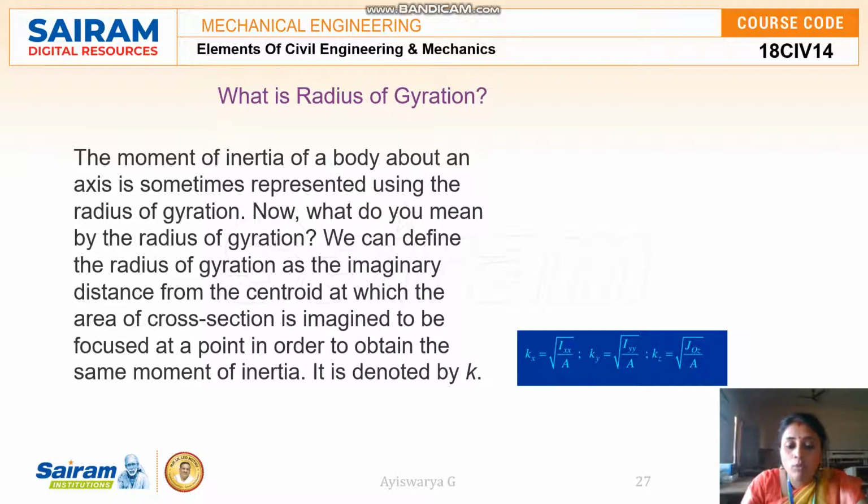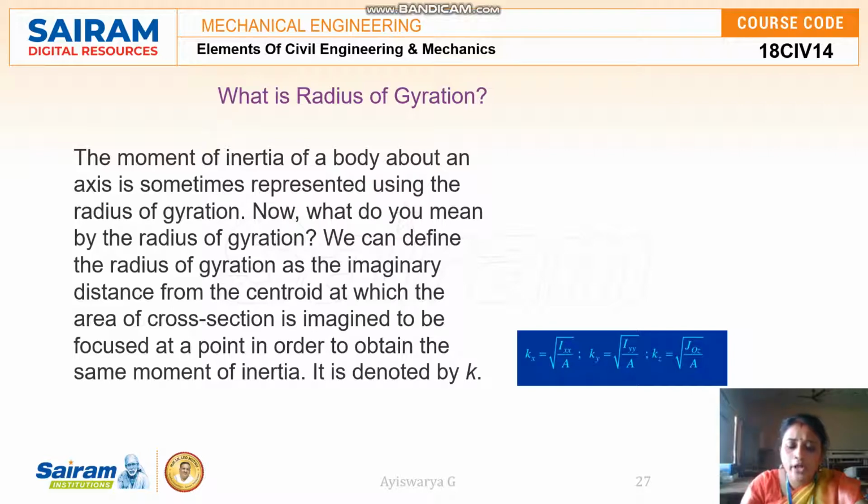Moment of inertia is always denoted by the term I. So I is equal to A into k square, where k is the imaginary distance and A is the area. With respect to Ix, you get I equals A into k square. If you want only k square on one side, it becomes k square equals I by A. Taking the square root, k becomes root of I by A. Likewise for the y axis and z axis: ky is root of Iy by A, and kz is root of Iz by A.